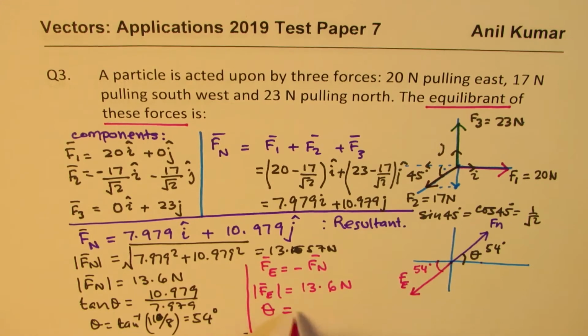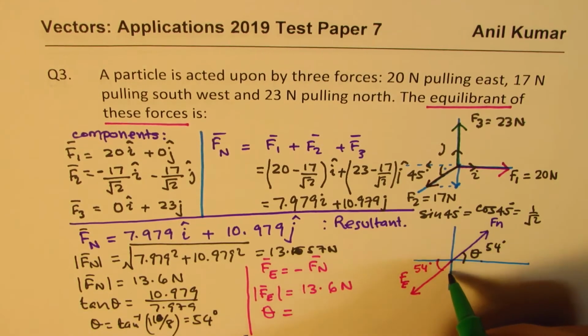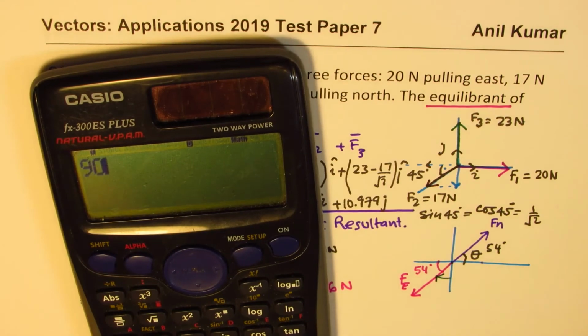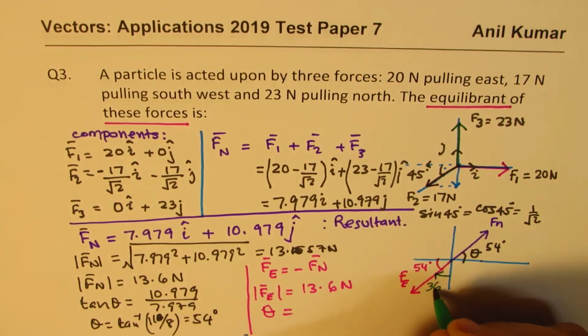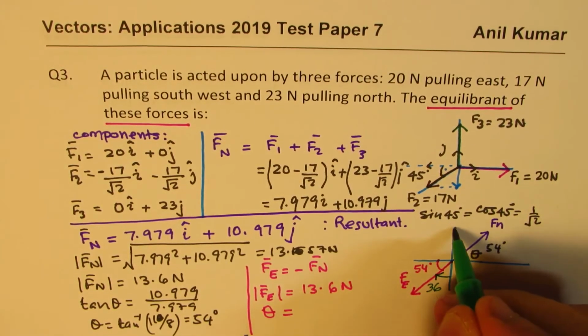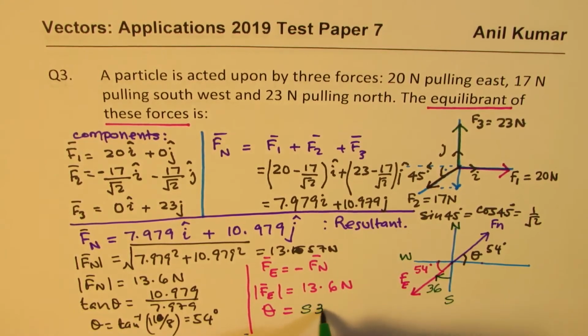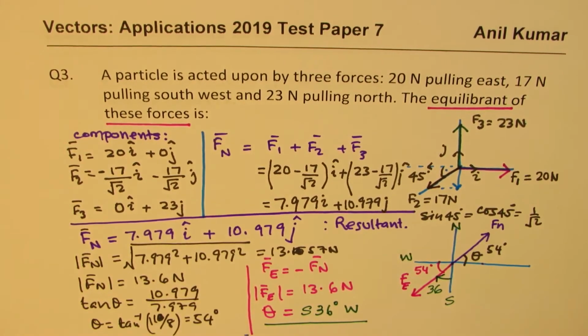And the angle theta will be what? Normally the angle should be given from the north, but you could also give it from south. You could give this angle also. So this much is how much? 90 minus 54, which basically is 36. So this angle here is 36. You could give the angle from south. This is south, this is north, correct? And that is west. So from south, 36 degrees west. Is that clear to you? So that is how you're going to answer this particular question and write your values.